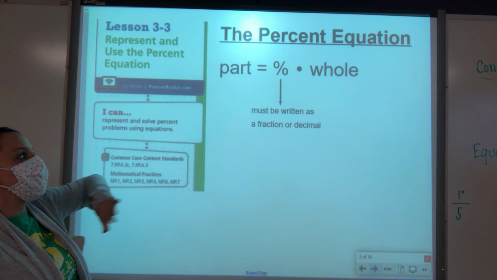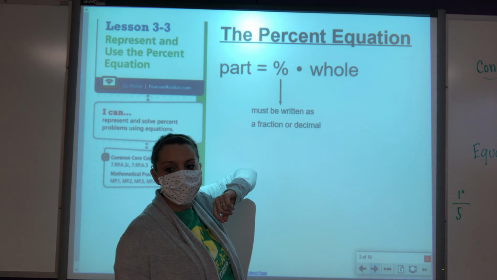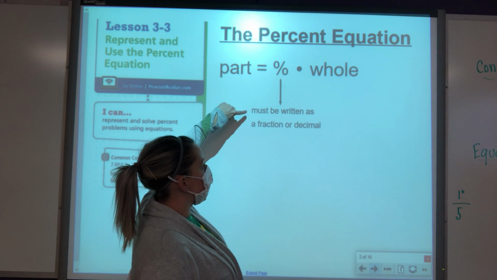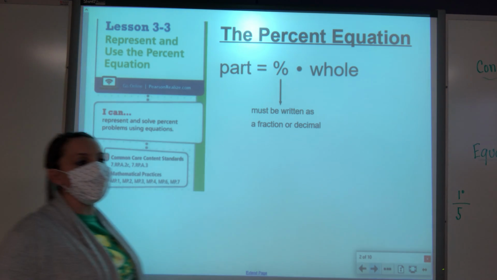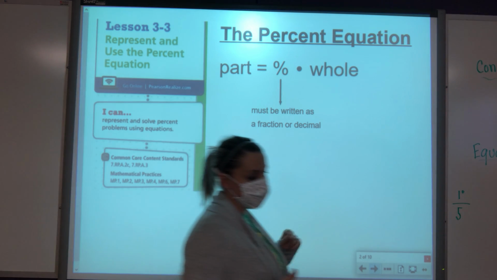Okay? So the percent equation is part is equal to the percent times the whole. Your percent must be written as a fraction or a decimal. So we can't multiply a percent times a number. We have to make sure that it's in an actual numerical value, which is a fraction or a decimal.